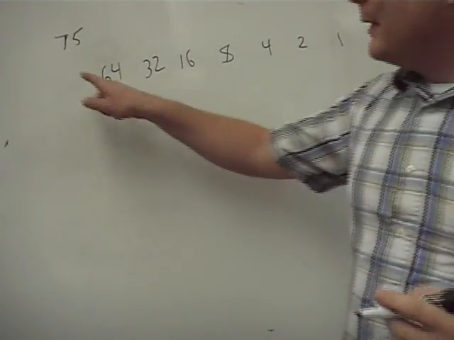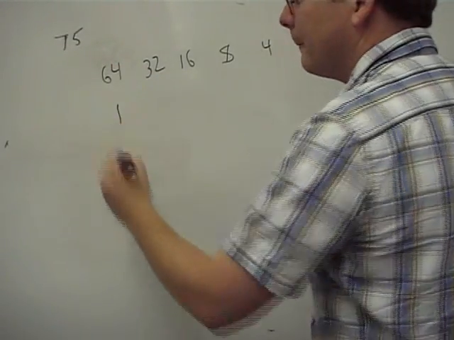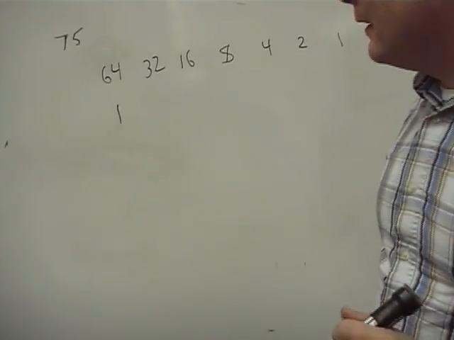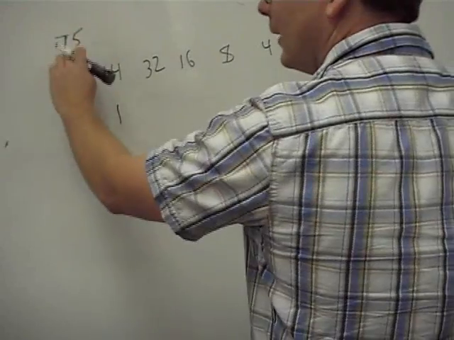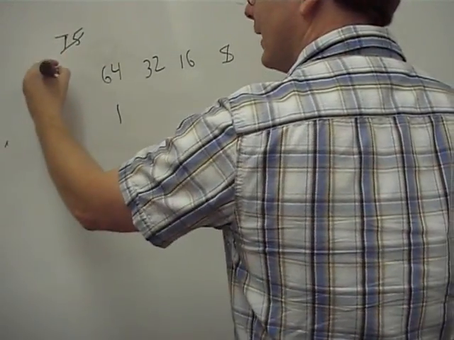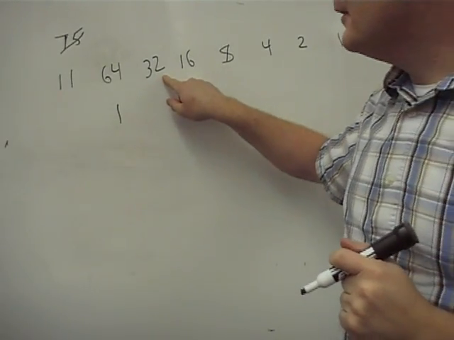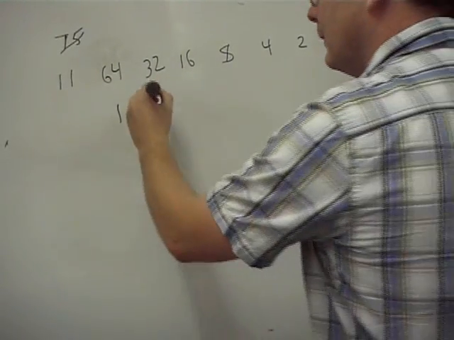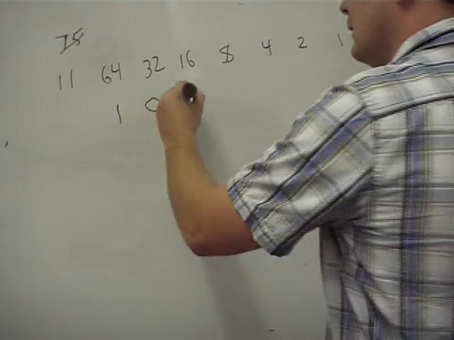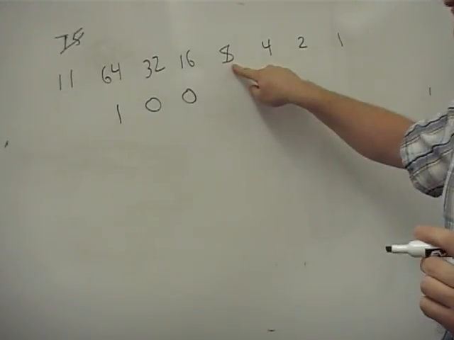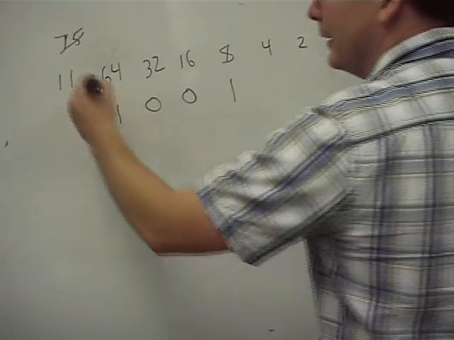So now the question is, how many times does 64 go into 75? The answer is once. And you'll have 11 left over. So now instead of doing 75, we've got 11. How many times does 32 go into 11? 0 times. How many times does 16 go into 11? 0 times. How many times does 8 go into 11? Once, with 3 left over.